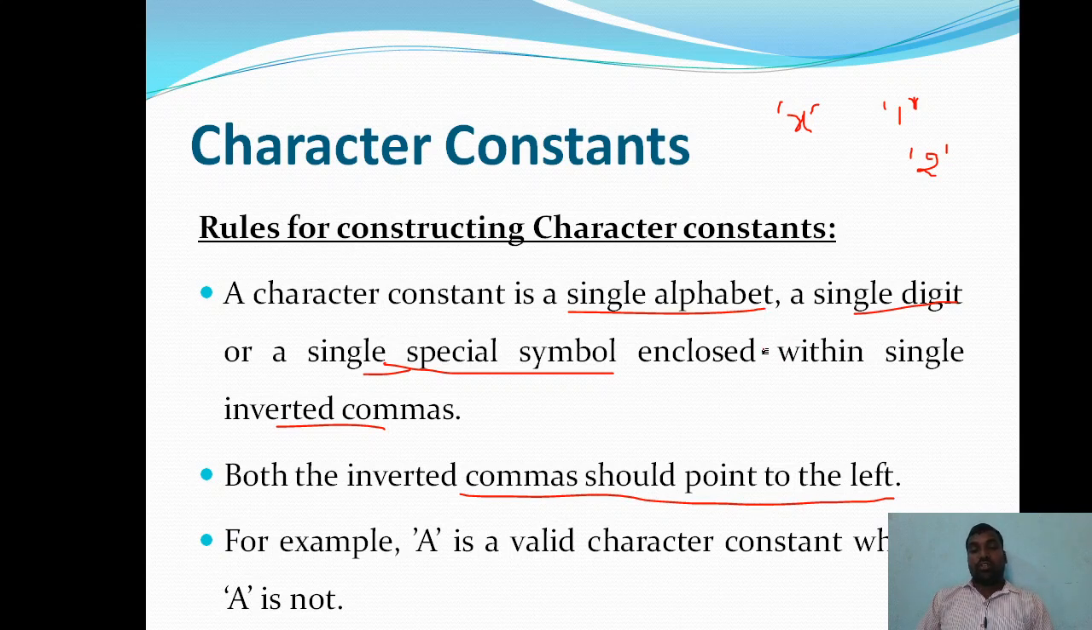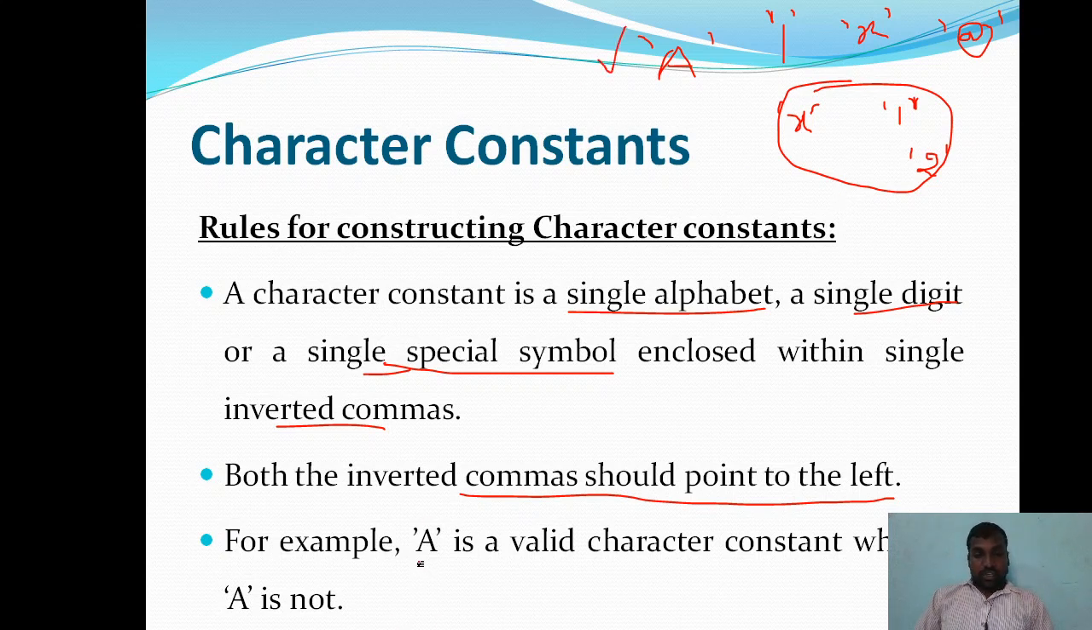Both inverted commas should point to the left, so here these are all wrong. Something like this: A, 1, X, @. So all these are valid character constants, right?